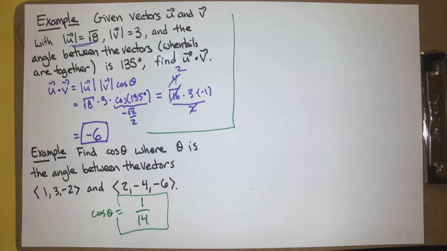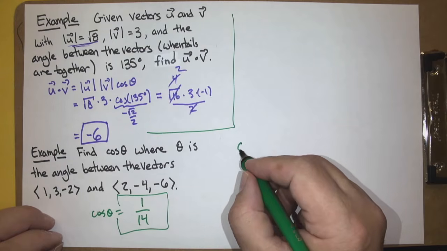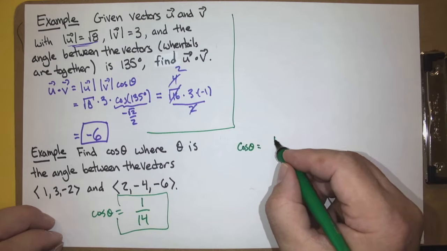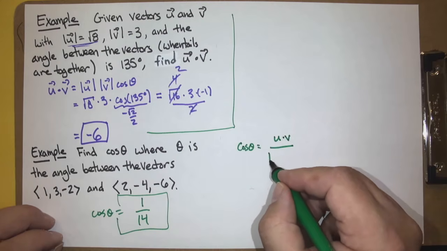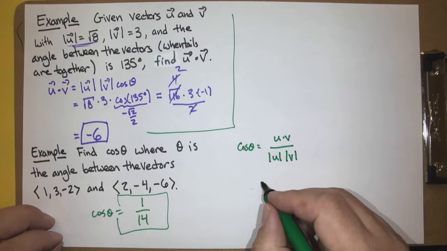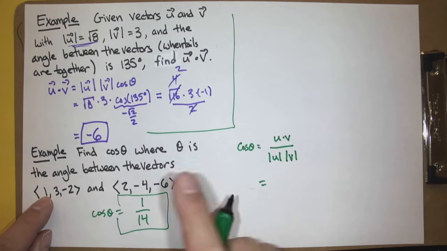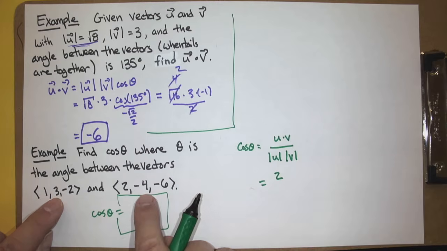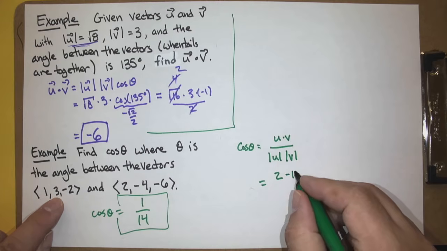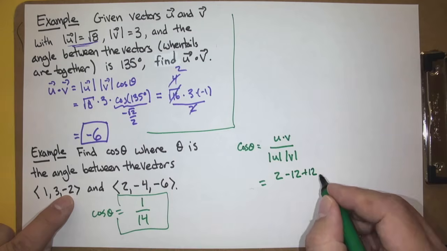Okay. Anybody else get 1 over 14? Oh, a lot of people got 1 over 14. All right, good. So let's see how we got it. So what do we need? Well, if we want to find cosine theta, it's a dot product, u dot v, over a magnitude of u, magnitude of v. So we do the dot product. Multiply entries. 1 times 2, 2. 3 times negative 4, negative 12. Negative 2 times negative 6, positive 12.